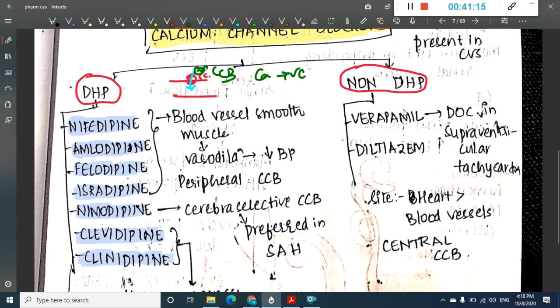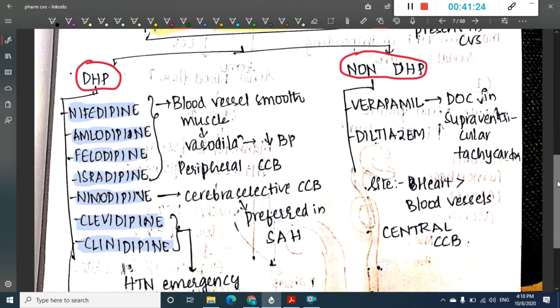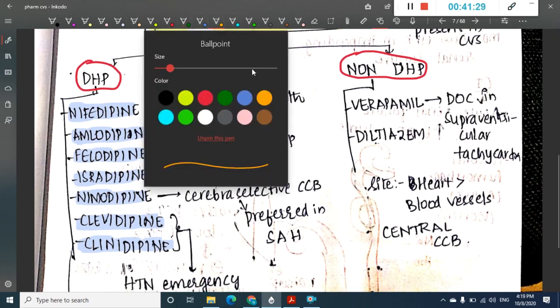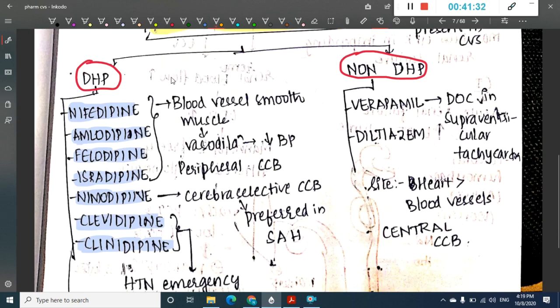Especially these are called peripheral calcium channel blockers, because their action is more on the blood vessels when compared to the heart. For these dihydropyridines, the action is more on the blood vessels than the heart. That is the reason why we call these peripheral calcium channel blockers.